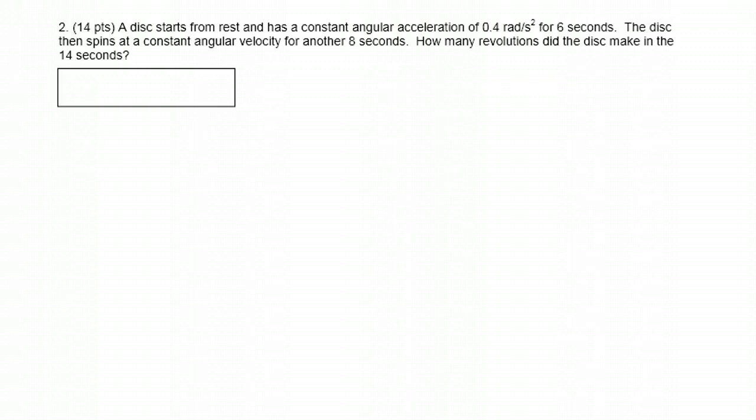Okay, in problem number 2 we have a disk. Let's highlight the keywords here. It starts from rest, with constant angular acceleration, so there's our angular acceleration, and we know how long it's accelerating, 6 seconds. It then spins at a constant angular velocity for another 8 seconds, and we want to find how many revolutions. In total this is 14 seconds, so that's the 6 plus the 8.